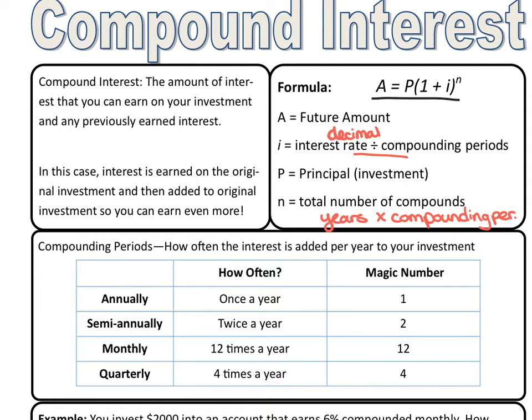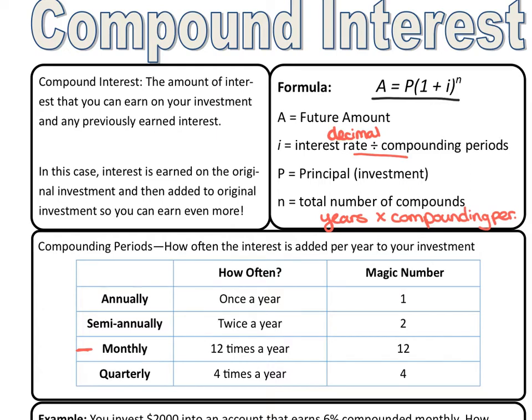I've done a nice little chart here so you can remember how often it is, and you're only going to see these ones. Rarely do I use any other ones because these are the most common, especially monthly. That's probably the most common if you go to the banks. So annually is once a year, which means we're going to divide by 1 or multiply by 1 when we look at our interest and our total number of compounds.